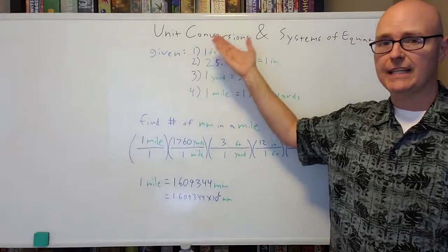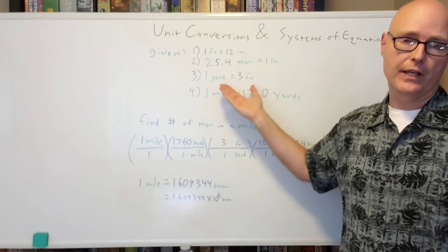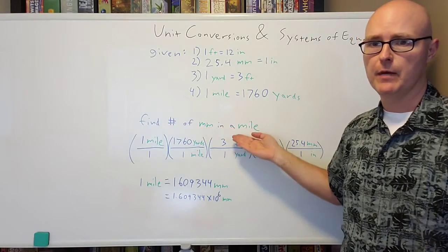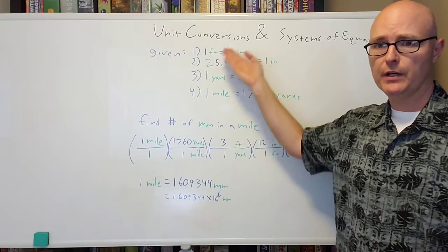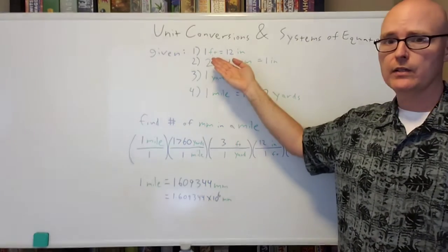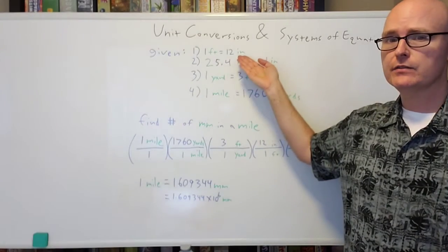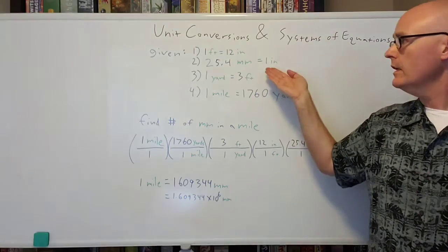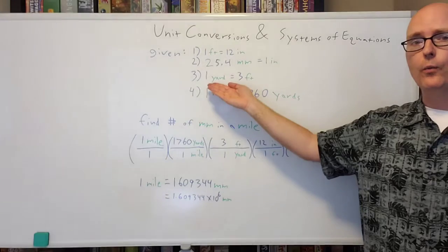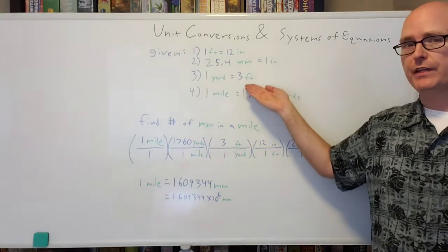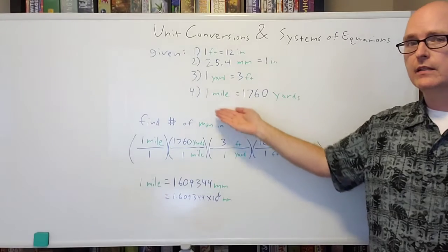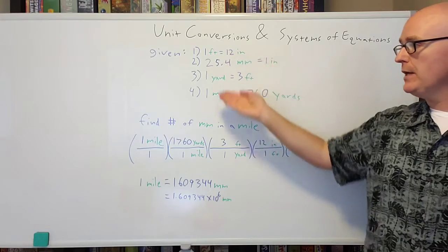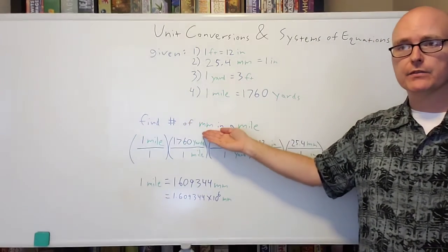So now let's use a system of equations to solve a relatively simple problem. We're going to look for the number of millimeters in a mile. And to do that, we're going to use a system of 4 equations. Those equations are 1 foot is equal to 12 inches, 25.4 millimeters is equal to 1 inch, 1 yard is equal to 3 feet, 1 mile is equal to 1,760 yards. So given that information, let's find the number of millimeters in 1 mile.